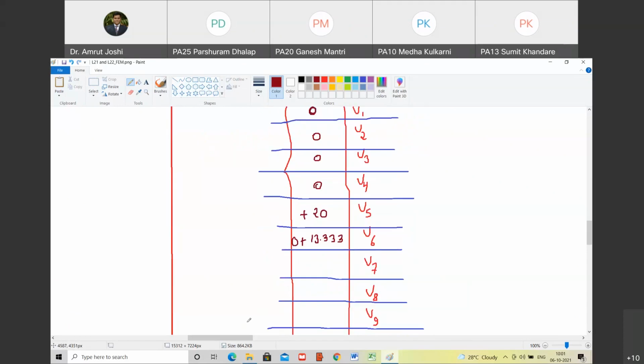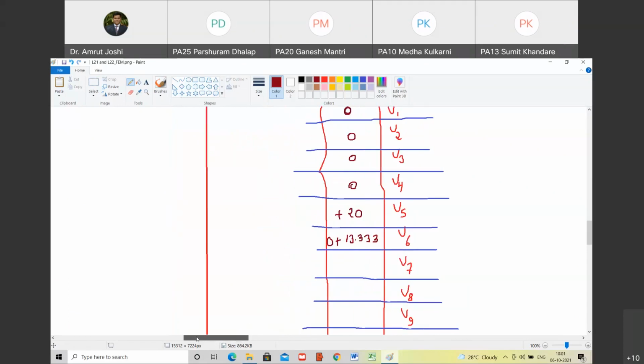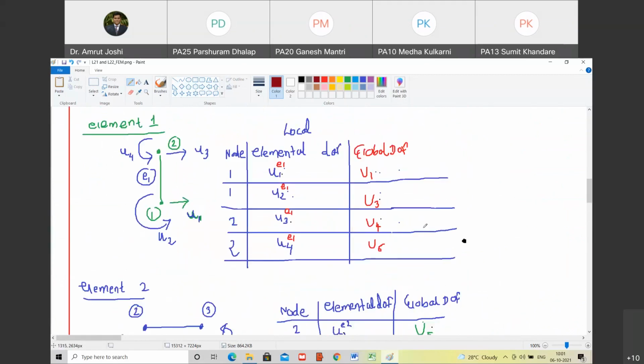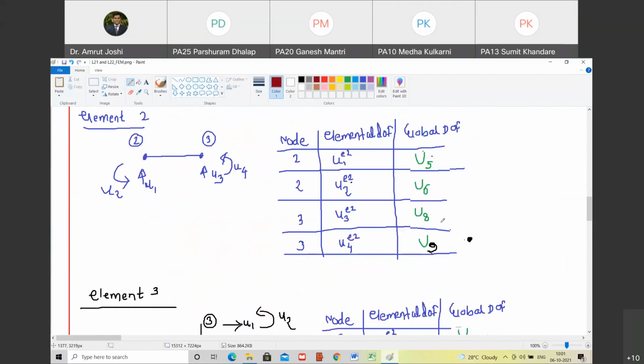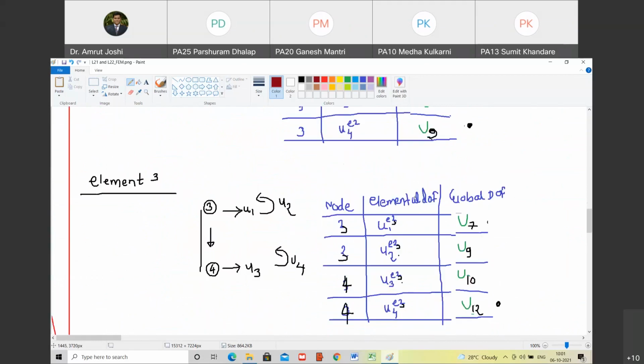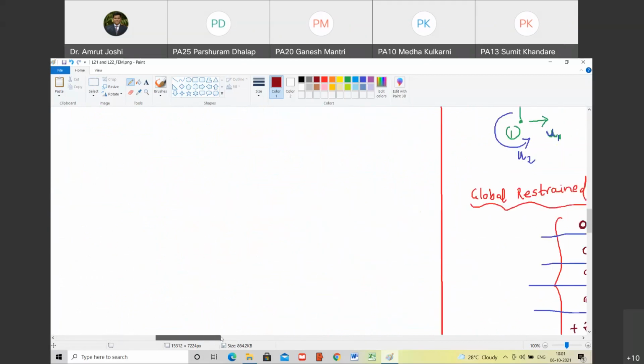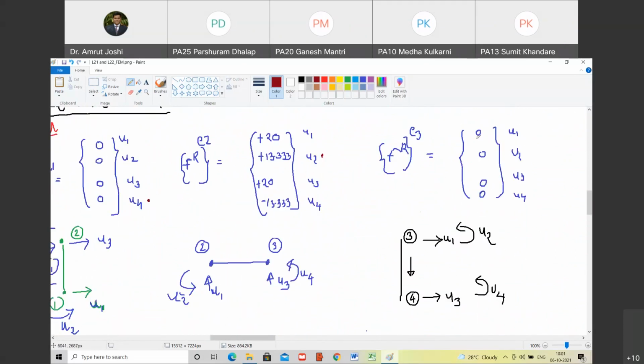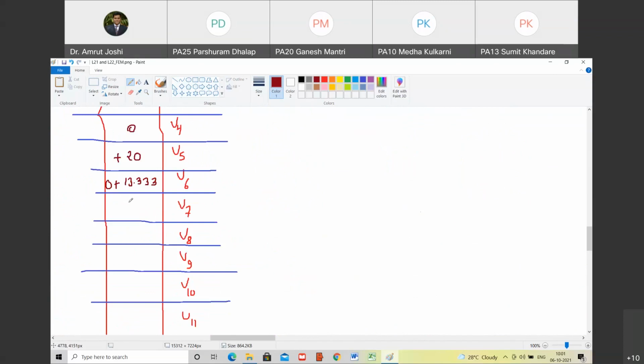Happy? Yes, sir. What can you say about U7? U7 is a part of third element. Which degree of freedom? First degree of freedom. So therefore, restrained force matrix of third element, first degree of freedom, 0. So I am going to write it as 0.